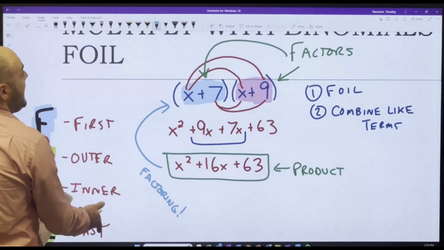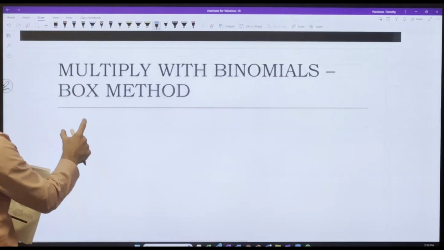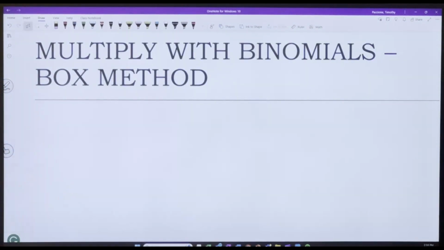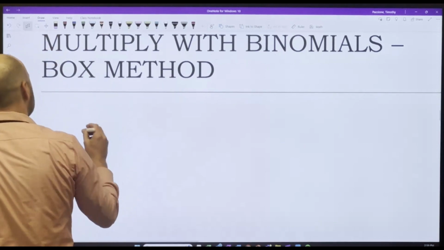So that was multiplying binomials with FOIL, but a lot of people prefer a different method. It's called the box method. I'm seeing some nodding heads. Yeah. FOIL only works for binomials. Correct. So even the people who like FOIL choose the box method for the second problem I'm going to show you. All right? So I'm going to show you two problems. Okay, so box method, it's like it sounds.